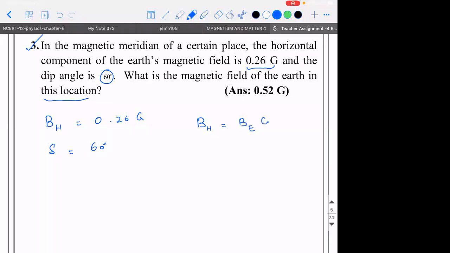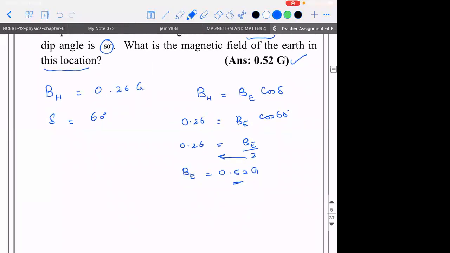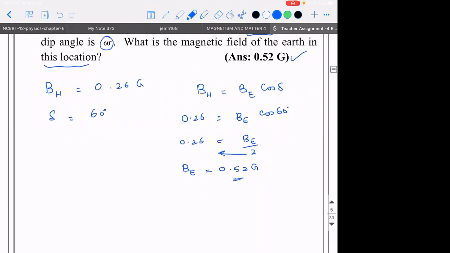So what is the value of BH? BH is equal to BE times cos delta. BH is 0.26. BE is to be found. Cos of 60 degrees is 1 by 2, so BE divided by 2 is 0.26. If this comes to this side, BE will be 0.52 Gauss. Simple. So the answer is 0.52 Gauss. Clear, guys? Yes, sir.